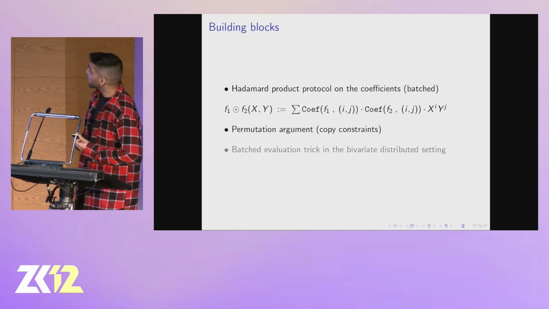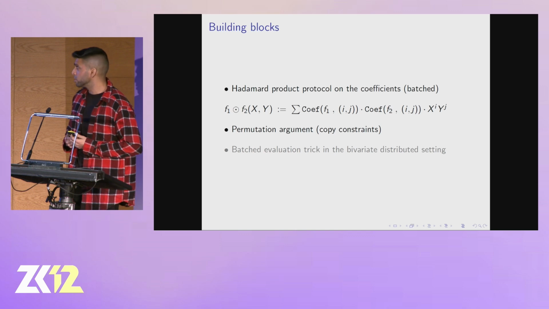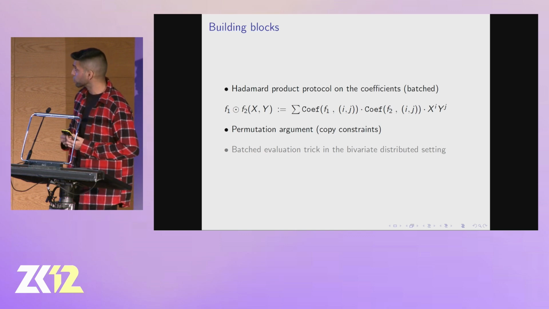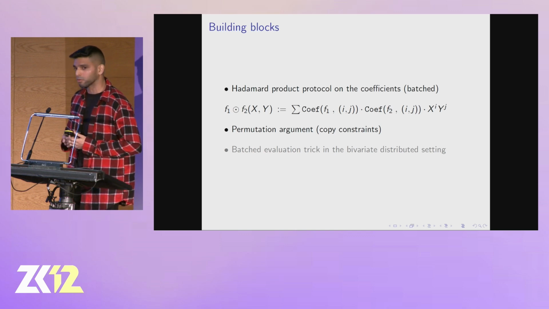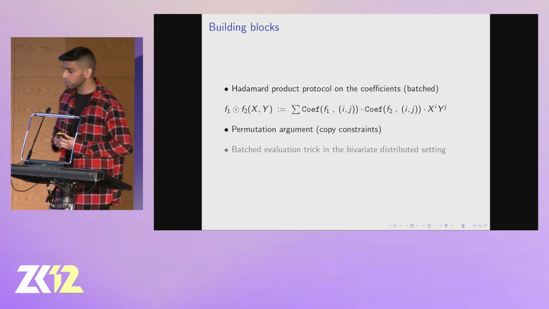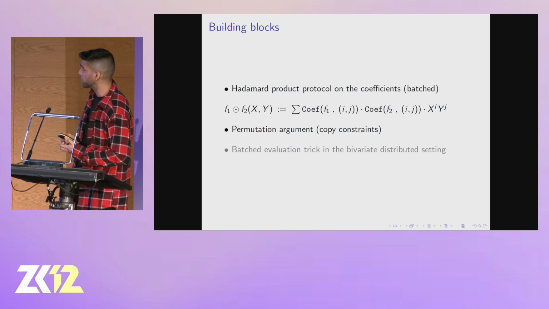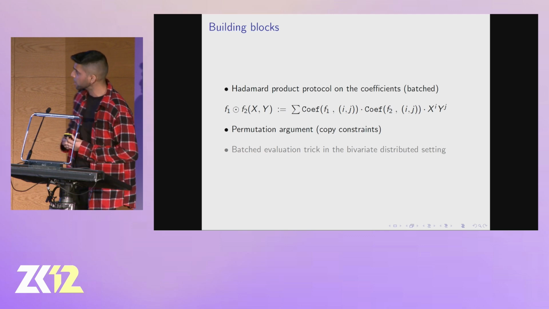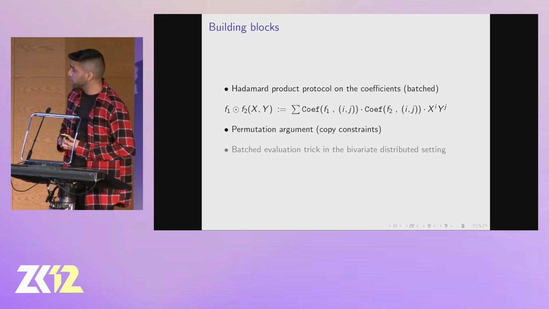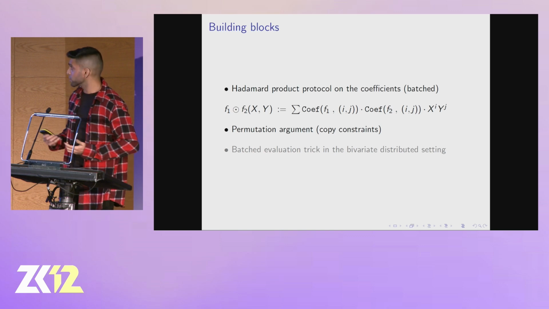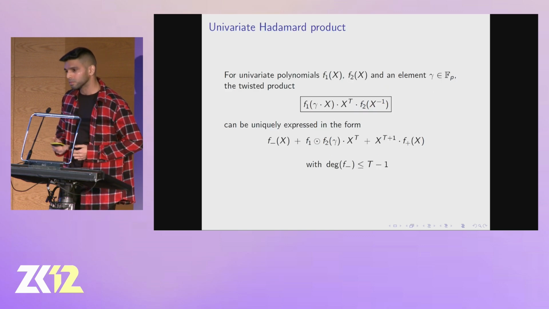Alrighty, so the building blocks. Because everything is committed using the coefficients, perhaps the most important thing is you need an efficient protocol for the Hadamard product, by which I mean you have two polynomials, f1, f2, and you define a third by taking the product of the coefficient at each position. And the second thing you need, because it's Plonkish arithmetization, is a permutation argument for the copy constraints.